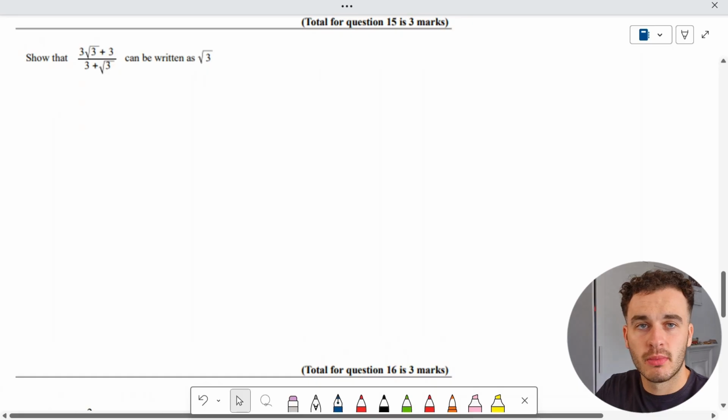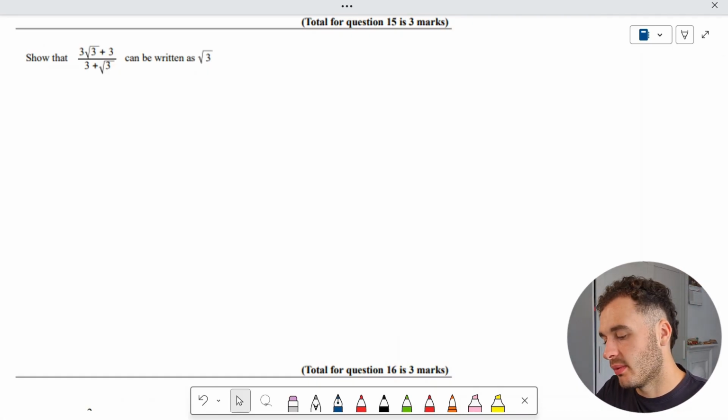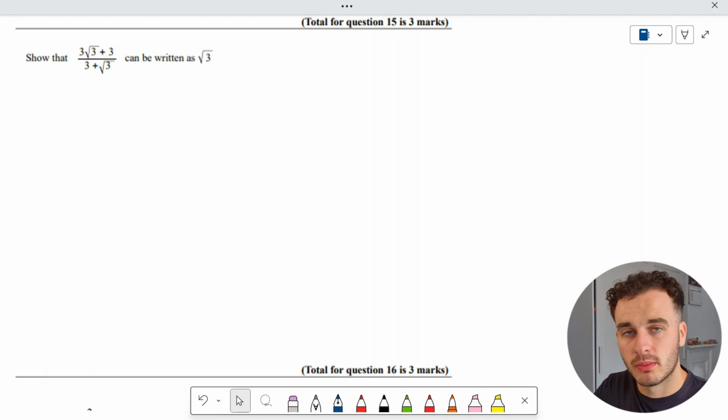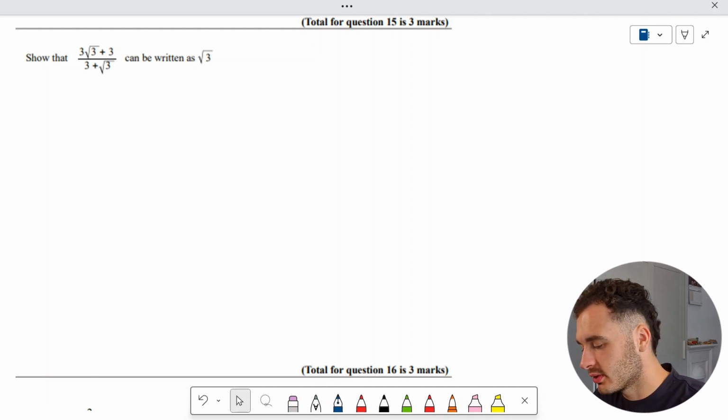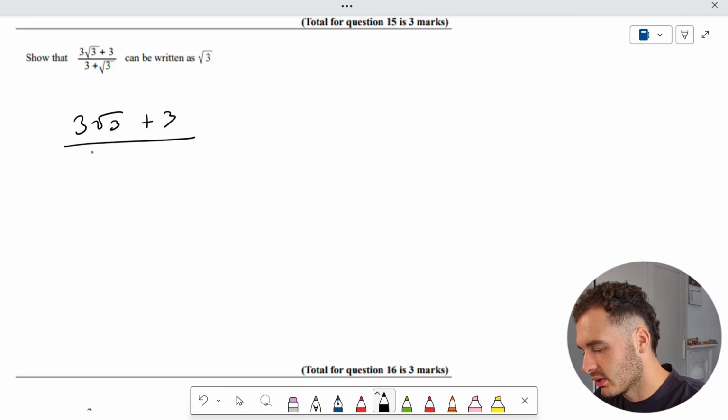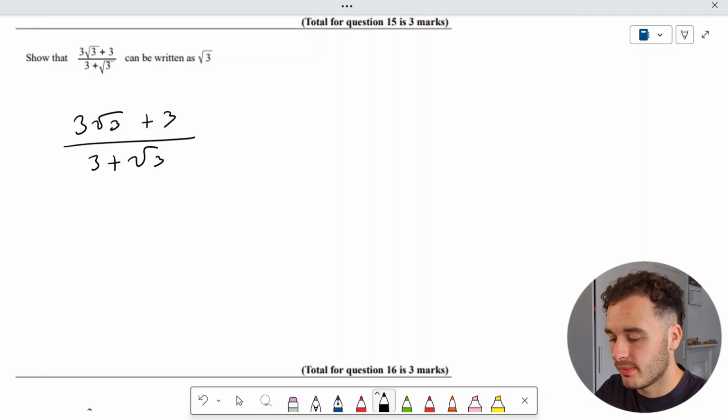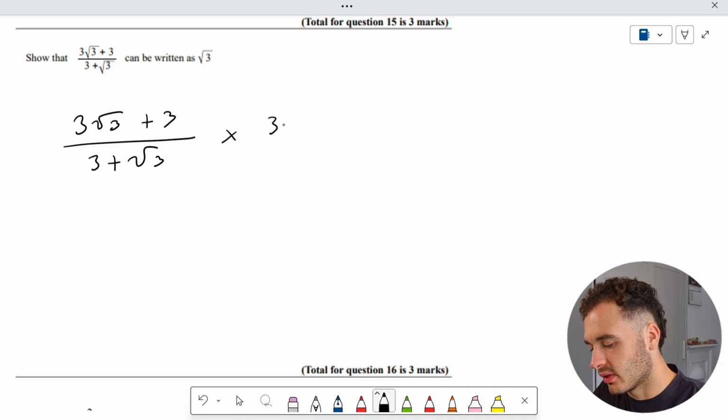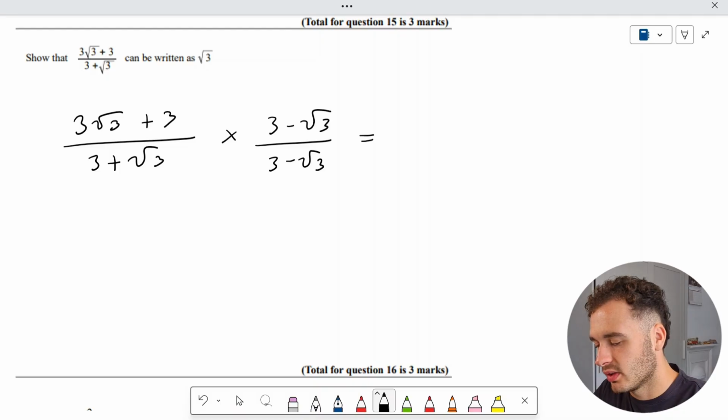So we're going to do one more of these conjugate style questions. Well, it's asking us to write it in the form root 3. So we need to multiply the numerator and denominator by the conjugate. Well, the conjugate of 3 plus root 3 is 3 minus root 3. Just flip the sign in the middle, 3 minus root 3. So we've got another expansion.